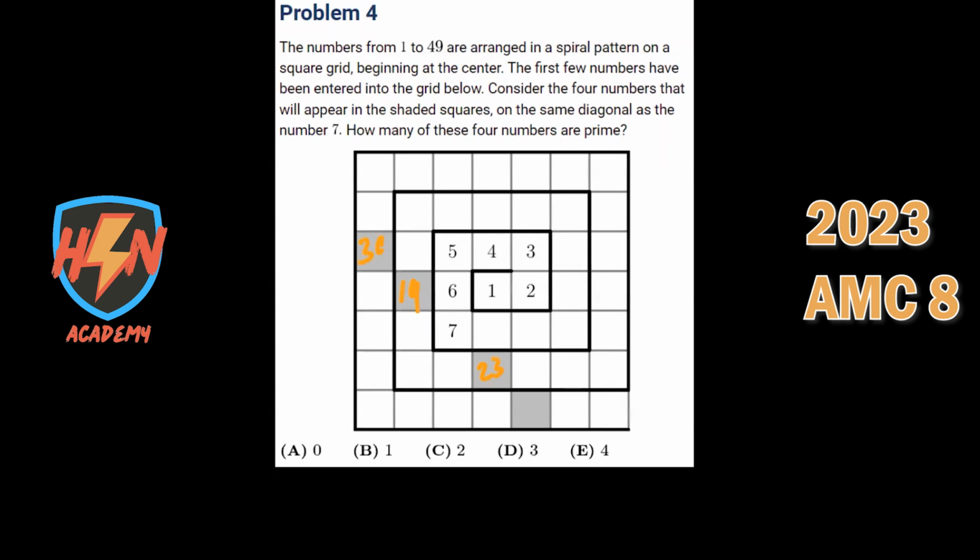So this is 39, 40, 41, 42, 43, 44, 45, 46, 47. So this is 37. Now they're asking how many of these are primes. Well, 19 is a prime, 23 is a prime, 37 is a prime, but 39 is not a prime. It's divisible by 3. So only 3 of these are prime. So the answer is D.